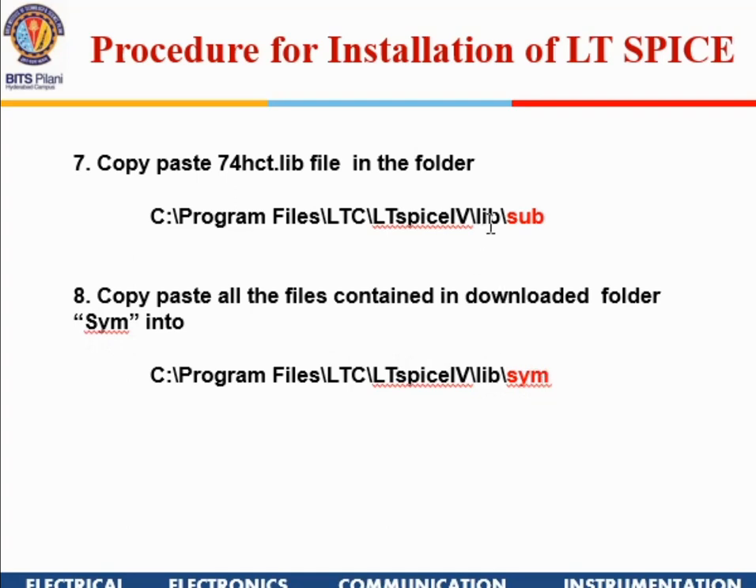Okay, is it clear? In the lib folder, there will be two folders. One is sub and one is sym. In the sub folder, you are going to paste the 74HCT.lib file, and in the sym folder, you are going to paste the files. Don't put this sim folder into this sym folder. Okay, the contents of this sim folder, there are going to be 20 symbols. Those individual symbols you are going to put in this. Okay, there will be a lot of symbols already available in this symbol folder, so just put these also into that.